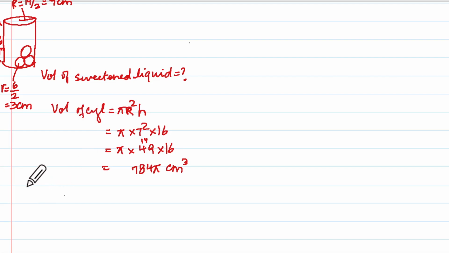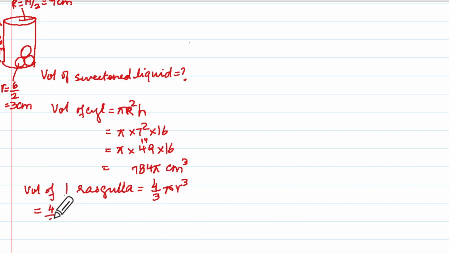Volume of the cylinder. Then volume of one rasgulla. What is the formula that you have used? Tell me. 4 upon 3 pi small r cube. So 4 upon 3 into pi into 3 times 3 times 3. 3 and 3 get cancelled. 9 fours are 36 pi centimeter cube.